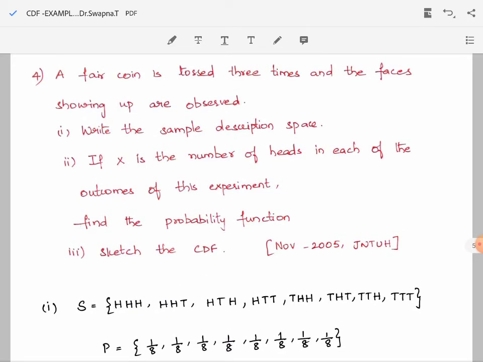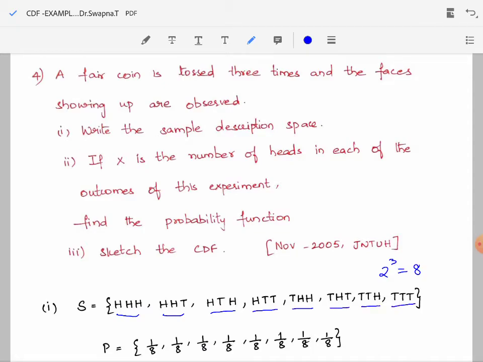Now read the question. A fair coin is tossed 3 times. So first, tossing the coin 3 times gives 2 power 3, which is 8 outcomes. They may be HHH, HHT, HTH, HTT, THH, THT, TTH, TTT.